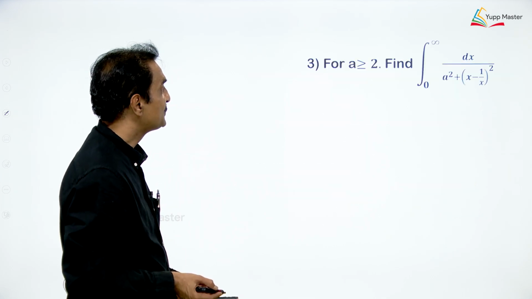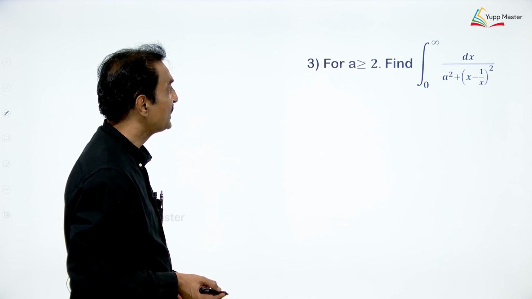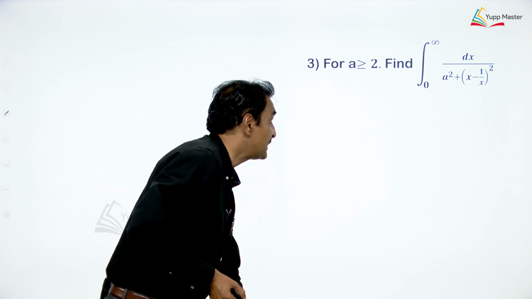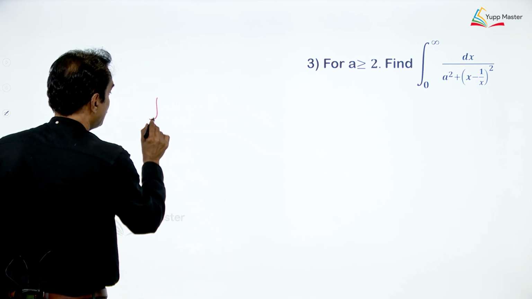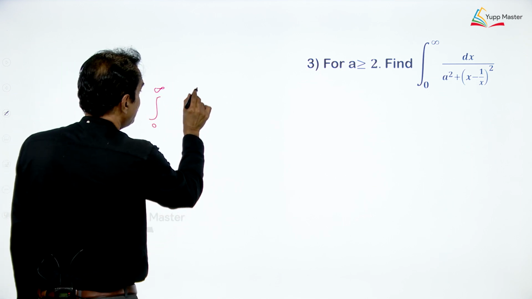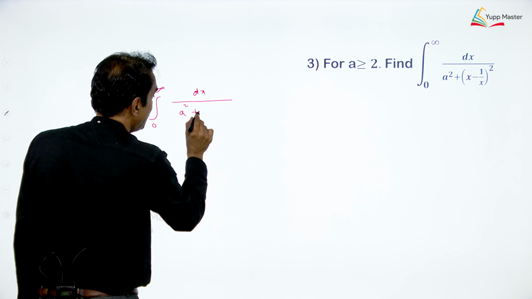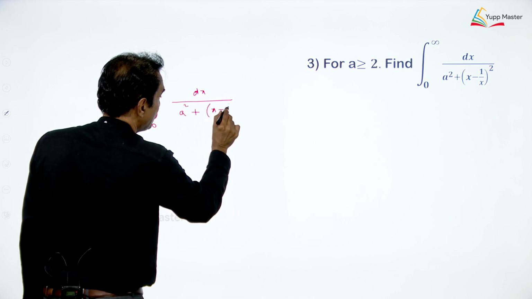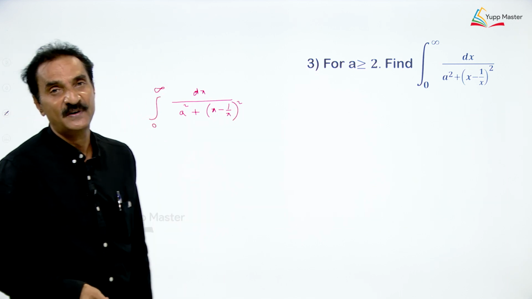Let us proceed to the next question. For a greater than or equal to 2, find integral 0 to infinity dx by a square plus x minus 1 by x whole square.